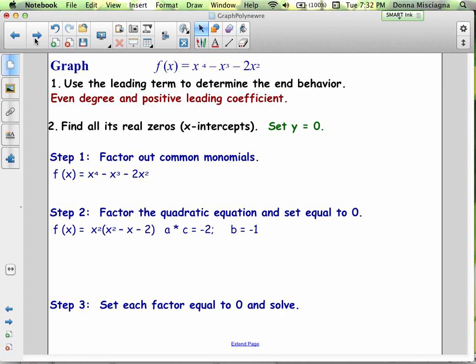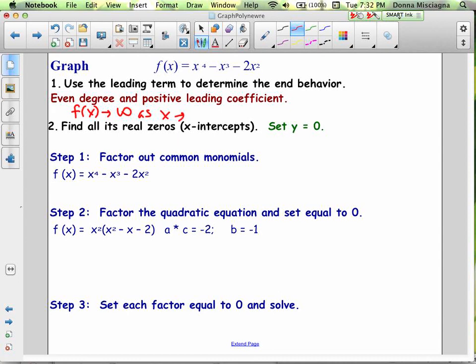Use the leading term to determine the end behavior. Right? So it's even degree, positive leading coefficient. Our end behavior, we know, is f of x is going to approach infinity as x approaches negative infinity. And f of x will approach infinity as x approaches positive infinity. Our graph will look something like that, right? So that helps us make sure that we're drawing it in the right direction, connecting the points in the right way. We're starting high and we're ending high.